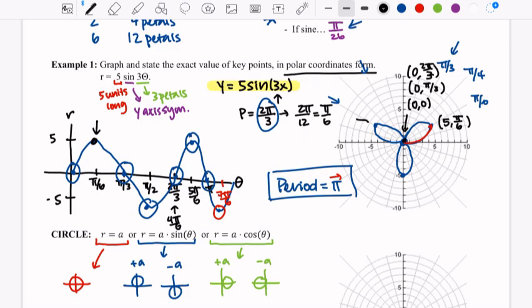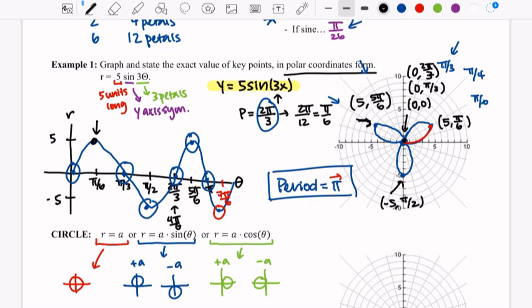Okay, this point, or hold on, we went to this point next. This point was pi over 2. Nope, hold on, radius first. This was negative 5 pi over 2. And this one over here was 5 pi over 6.